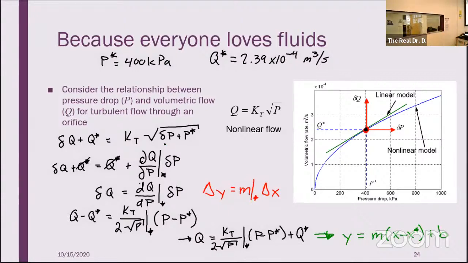And q star is just the y-intercept of my line. It's where it intersects the y-axis. X star is my reference point. I know we're at 400 kPa in the x. So I now have a function that, depending on where I am with x, with pressure in this case, depending on what nominal point I choose, I will have a linear equation for any point. And that's kind of where we're at.